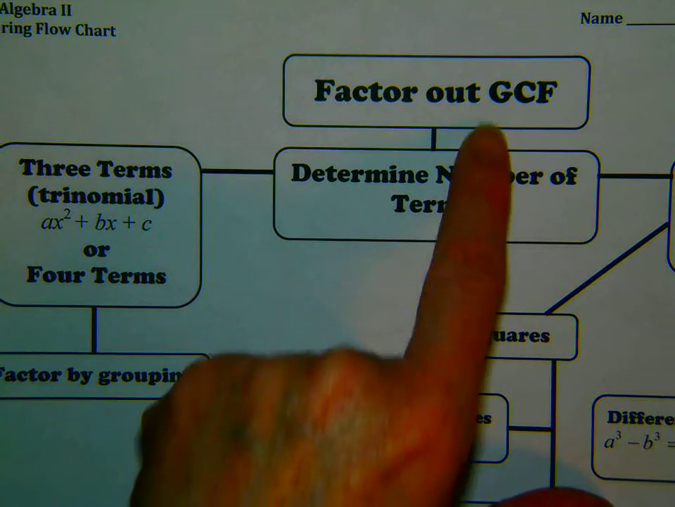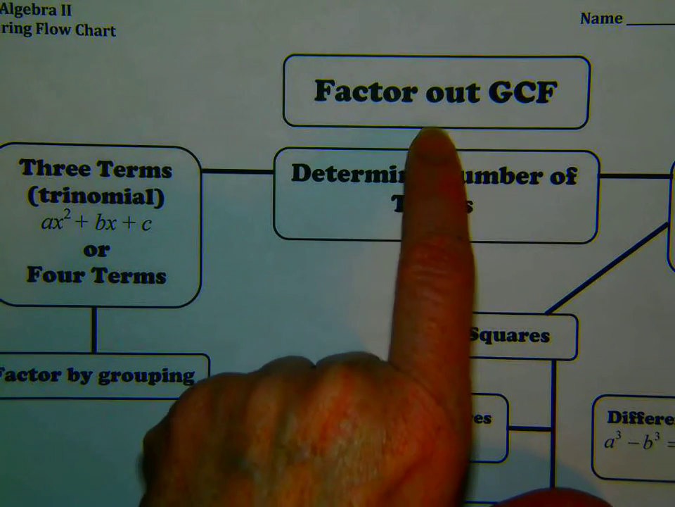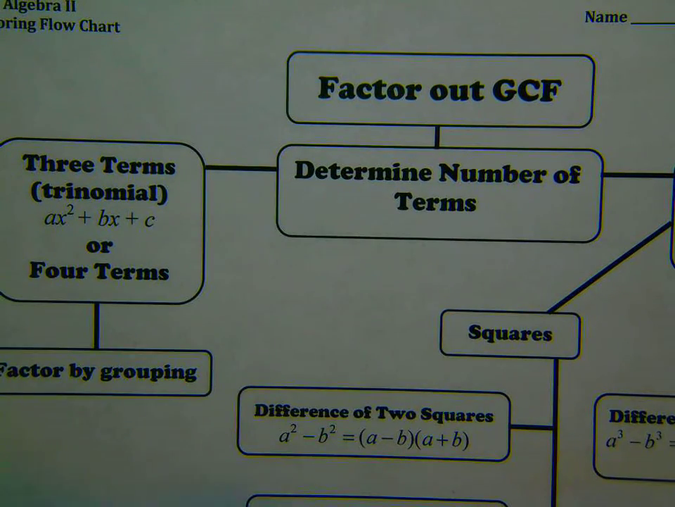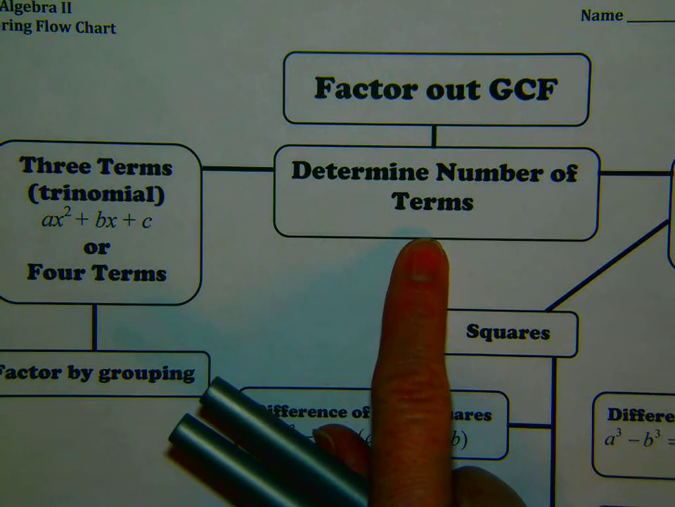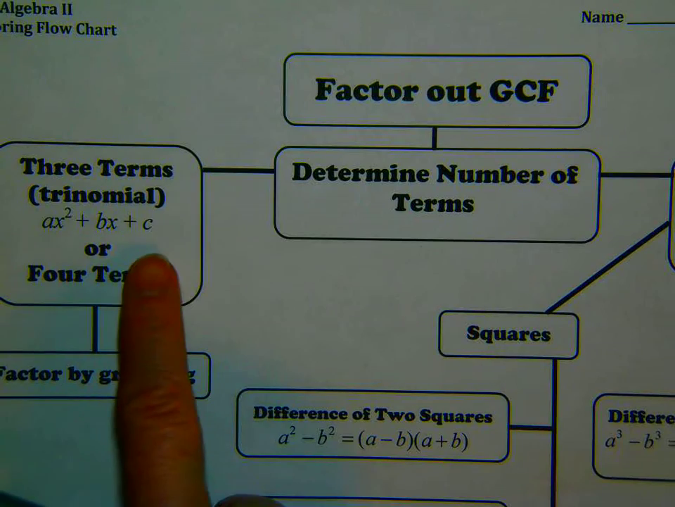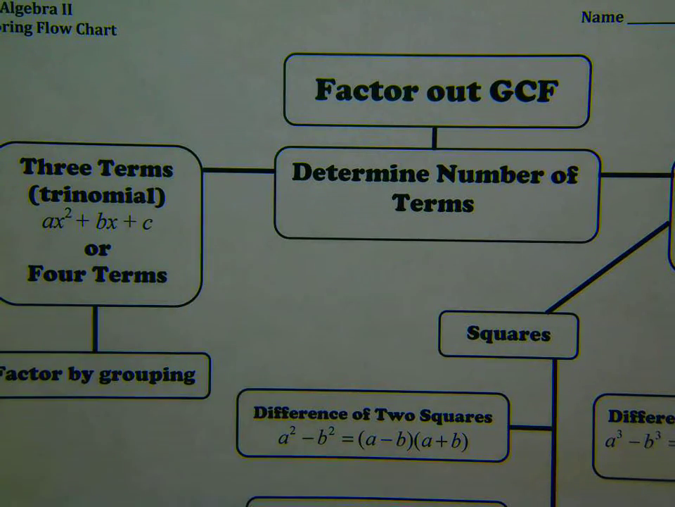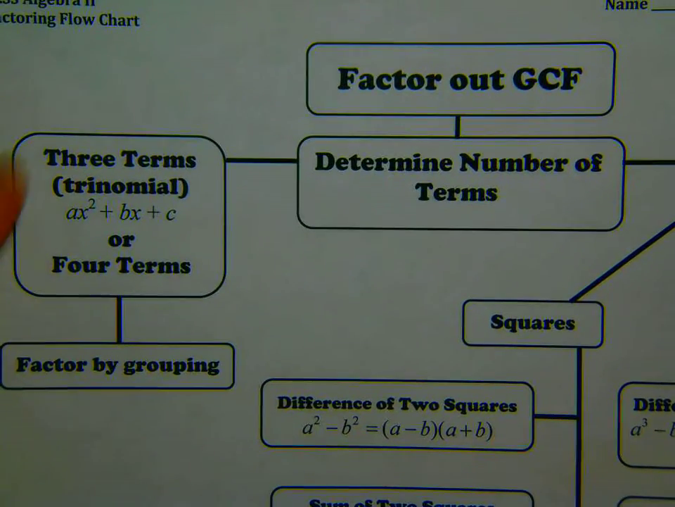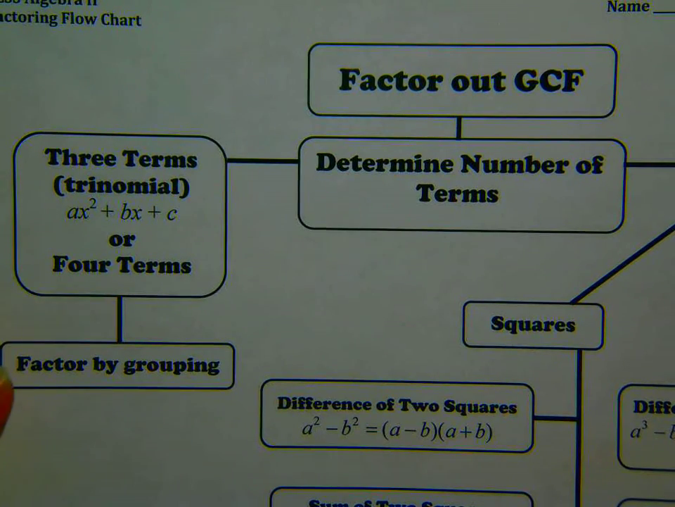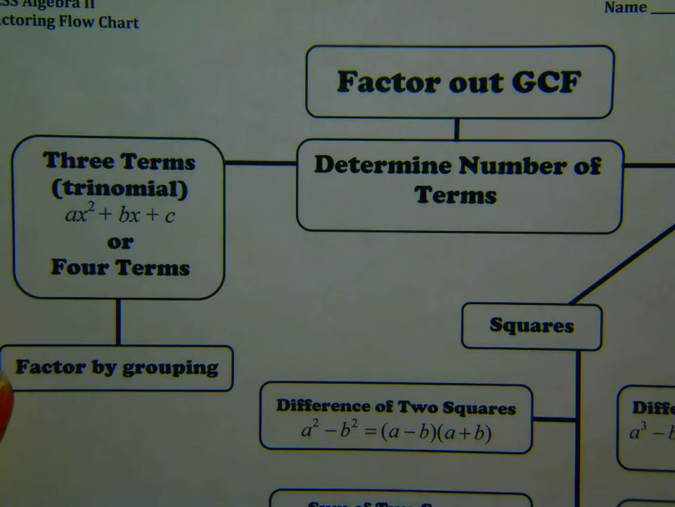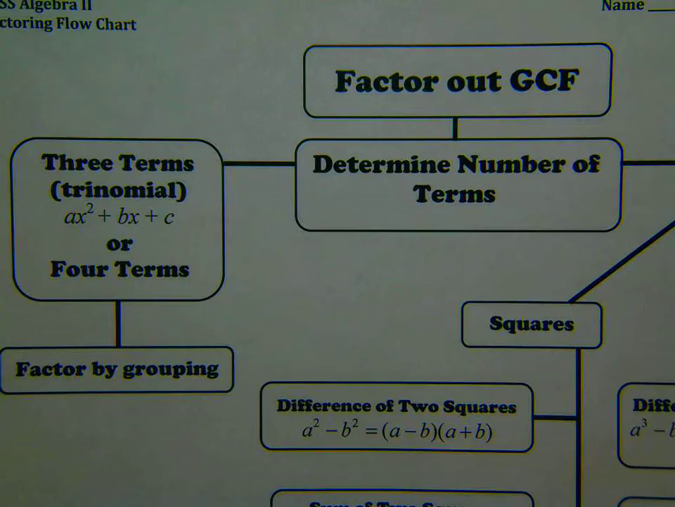That would be 2 would be the greatest common factor. So that's what that means. Then we look and determine the number of terms. So if we have 3 terms, a trinomial, or 4 terms, we can factor by grouping. So that's first on the left.